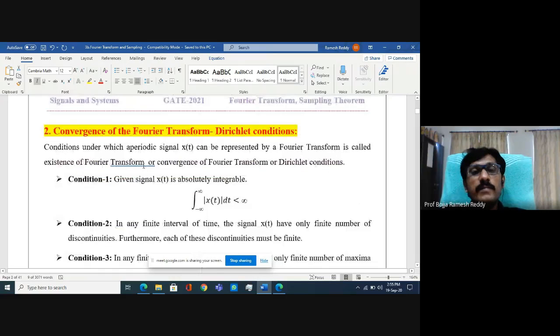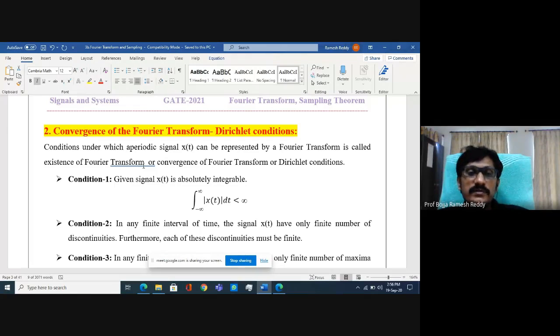Then the second topic is convergence of Fourier transform. Fourier transform means, as already told, we need to compute the frequency domain representation of a given continuous time domain signal. There are infinite number of continuous time domain signals. For every continuous time domain signal, can we get the Fourier transform? No, there is a restriction. That restriction is that x of t must satisfy some conditions: condition 1, condition 2, condition 3.